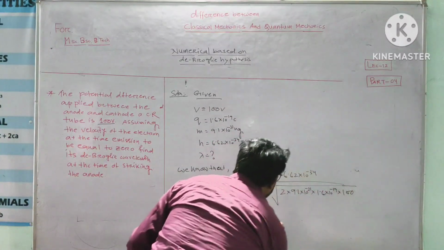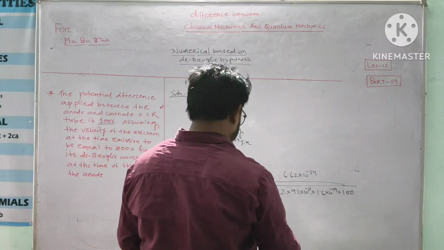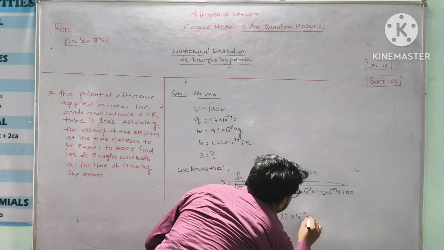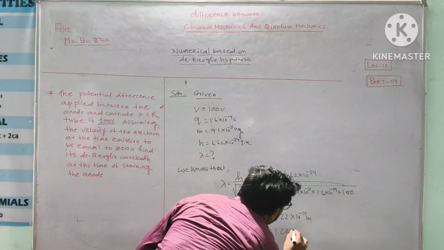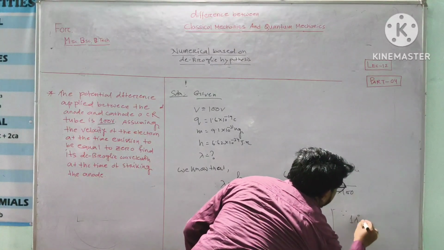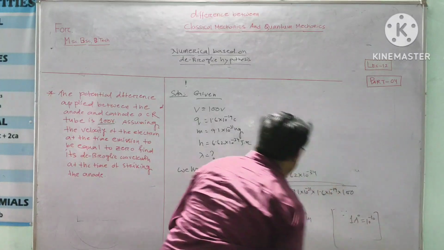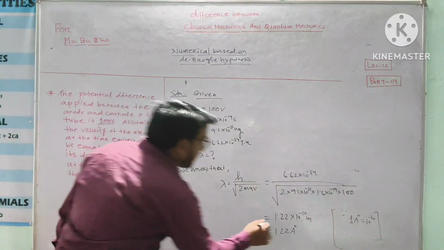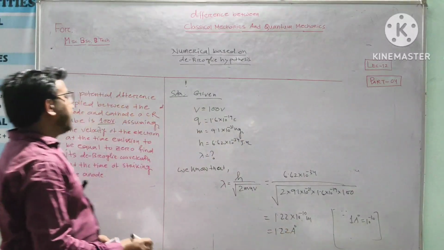After solving this part, you will get 1.22 into 10 to the power minus 10 meter, and this is equal to 1.22 angstrom, because we know that 1 angstrom equals 10 to the power minus 10 meter. So 1.22 into 10 to the minus 10 meter is equal to 1.22 angstrom. For your better understanding, I am going to repeat it.